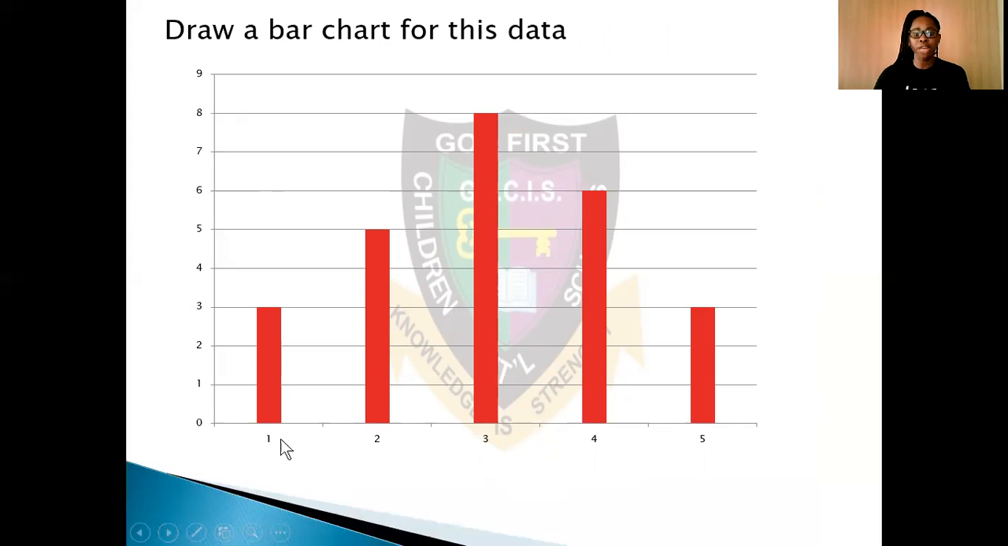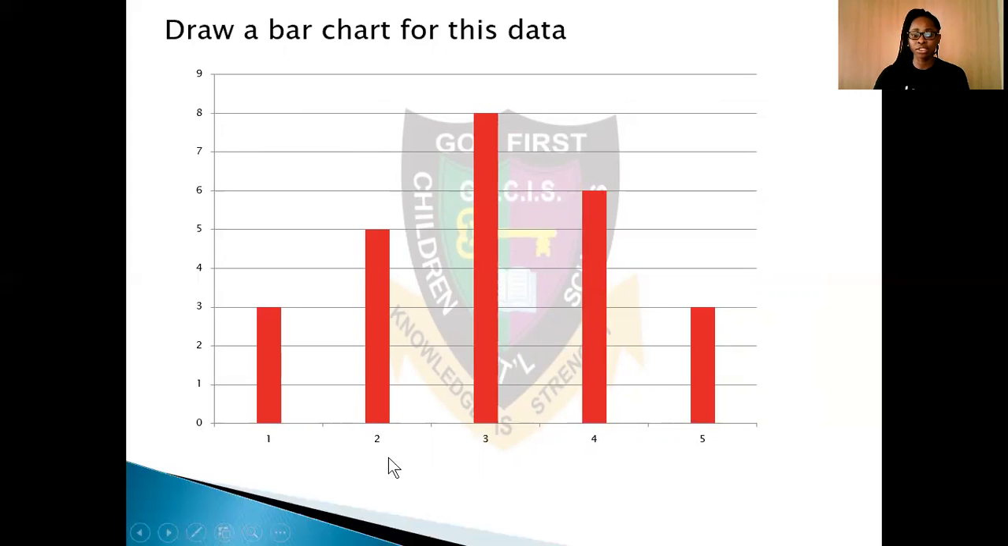So we have 1 apple, 3 people got 1 apple. We have 2 apples, 5 people bought 2 apples. We have 3 apples, 8 people bought 3 apples. We have 4 apples, and 6 people bought 4 apples. And we have 5 apples, and 3 people bought 5 apples. So this information has been represented using a bar chart.